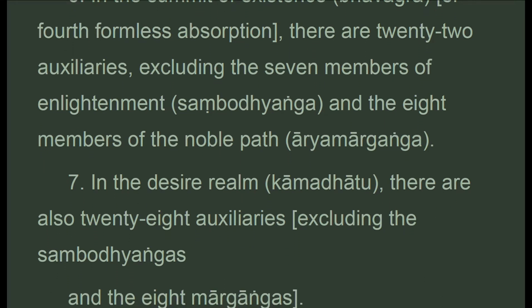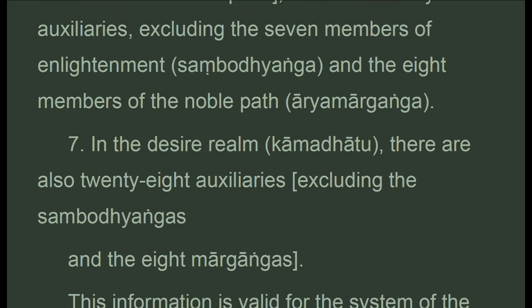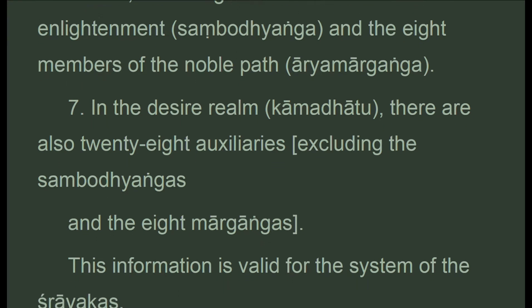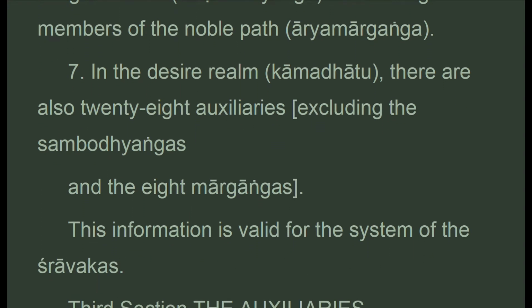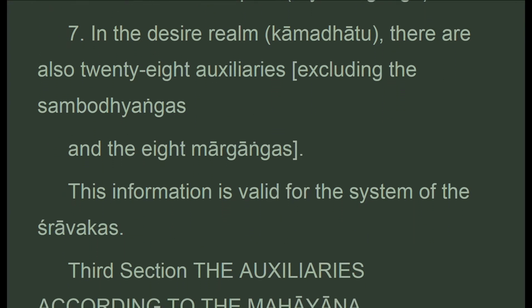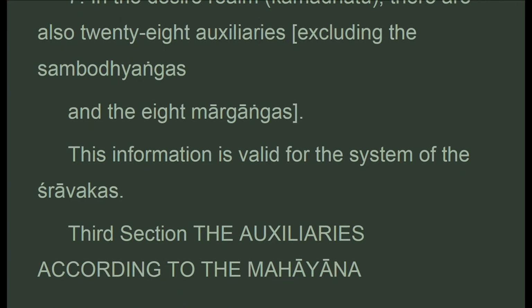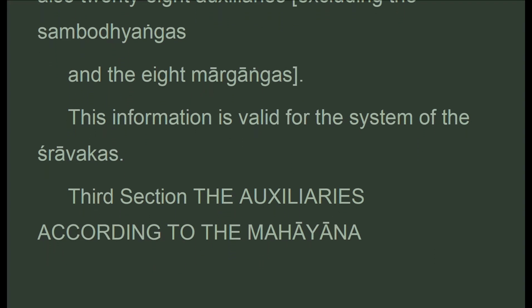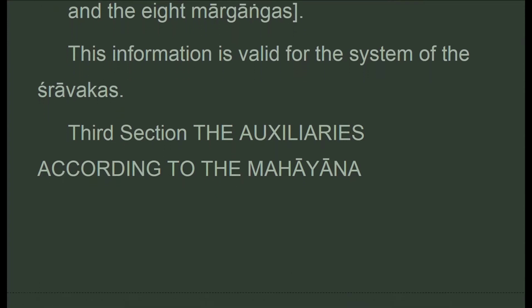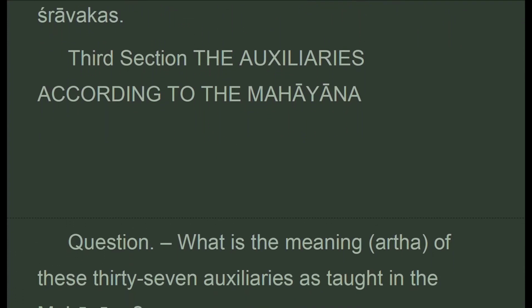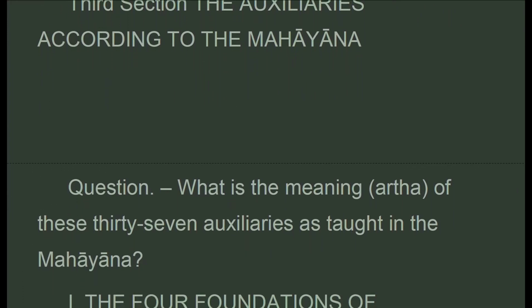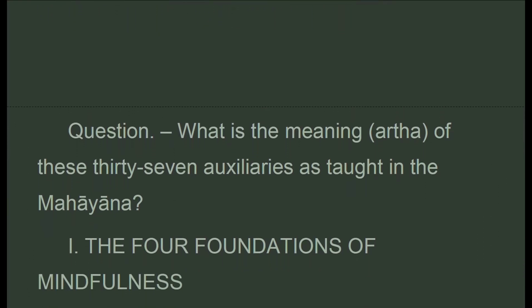7. In the desire realm, there are also 28 auxiliaries excluding the Sambhojjhangas and the 8 Margangas. This information is valid for the system of the Sravakas. Third section, the auxiliaries according to the Mahayana. Question. What is the meaning of these 37 auxiliaries as taught in the Mahayana?